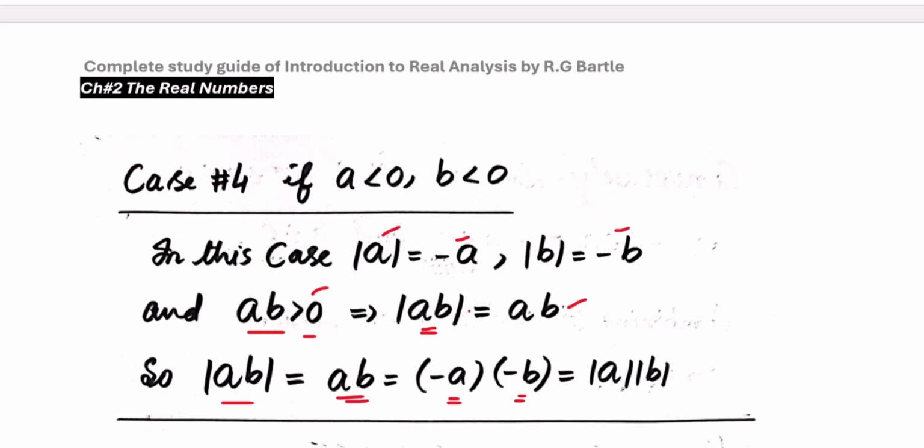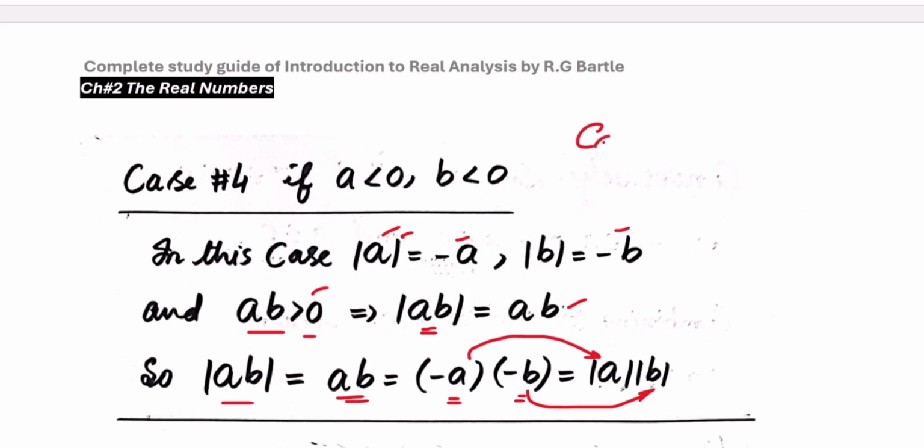As minus A is the absolute value of A here, so minus A can be replaced with this number and minus B can be replaced with B absolute. Again, we have the same result. Further, you can summarize these four cases into two cases.